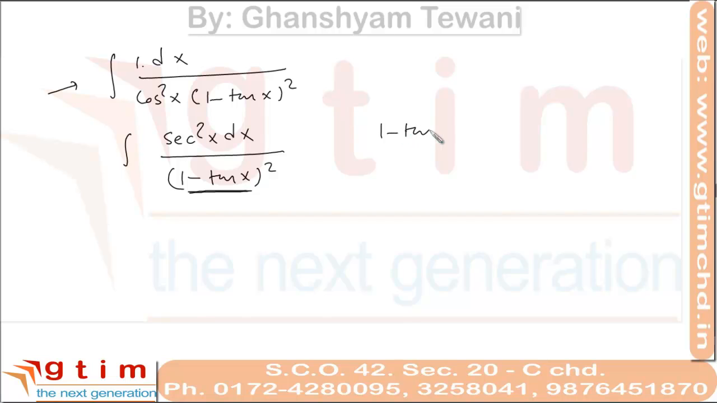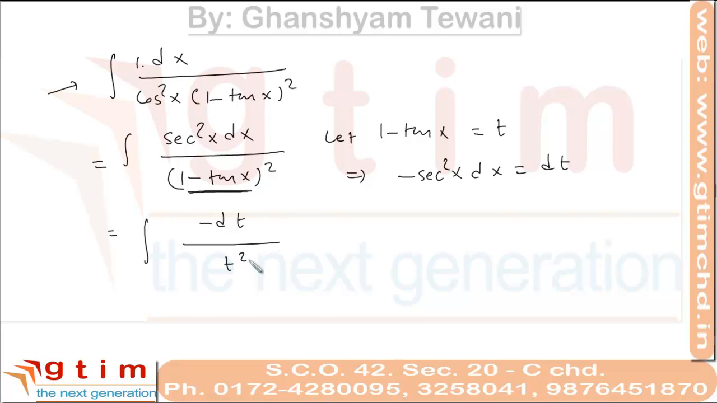Then let 1 minus tan x is equal to t, then minus secant square x dx is equal to dt. Then this changes to minus dt upon t square, or minus t to the power minus 2 dt, that is minus t cube by 3 plus c, and then put the value of t as 1 minus tan x.